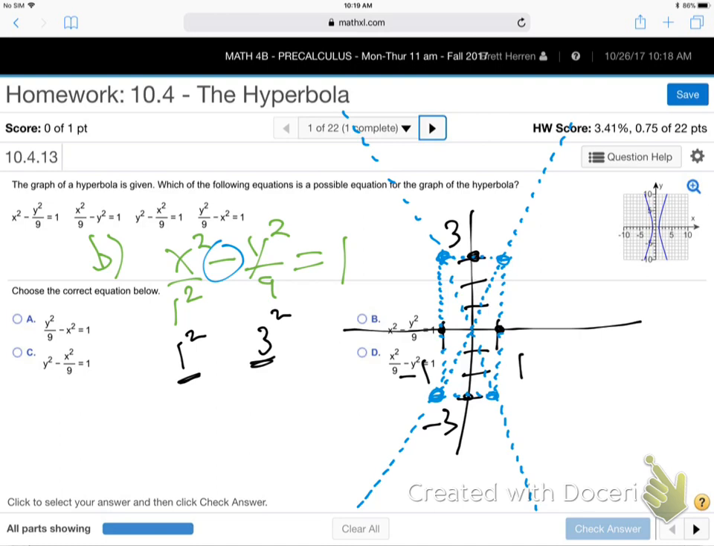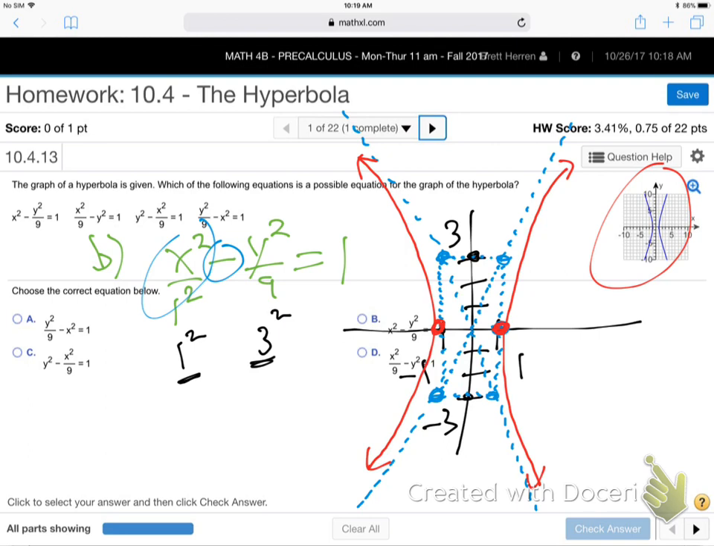So now, this one has X in the front, so it's going to be right, left branches. If it had Y in the front, it would be up, down branches. So starting right here, where's it going to go? It's going to go up to here like this and down like that. See how it starts on the edges of the box? The middle edges. That's exactly where it starts. Like that. So it's pretty wide branches.